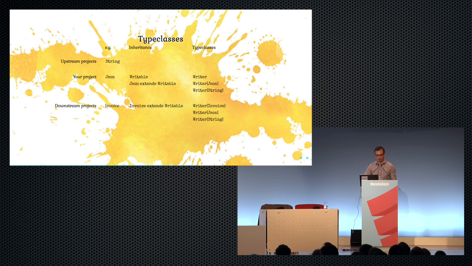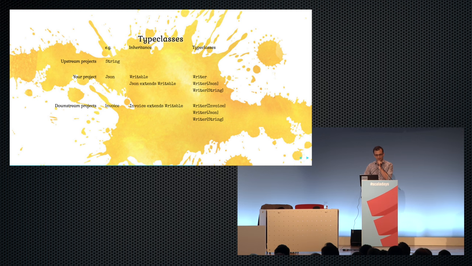Imagine we've got a project, which I'll say is your project. You're writing a JSON library, because who isn't these days? And your JSON project has dependencies. These are the upstream projects. And maybe in the upstream projects, for example, the standard library, a type like string is defined. We're defining JSON, and then people using our library would maybe define a type like invoice. We're going to represent invoices in JSON. So I think it's fundamental when you're trying to understand the relevance of type classes and why they're beneficial that you think in terms of upstream and downstream dependencies.